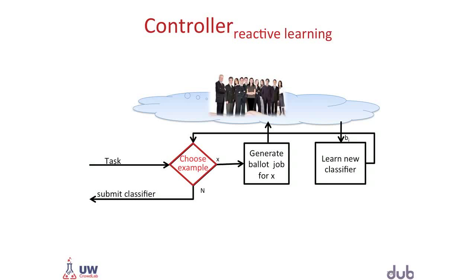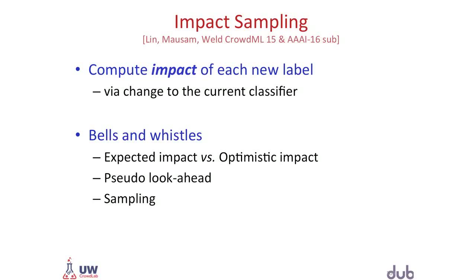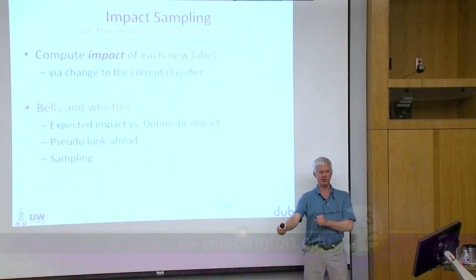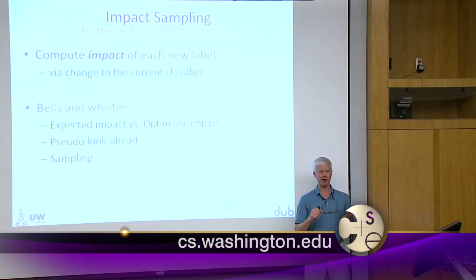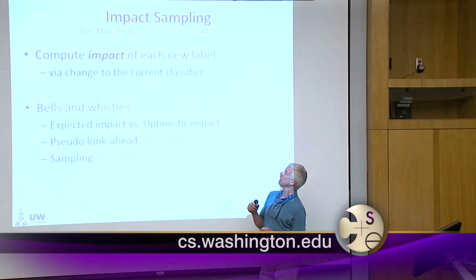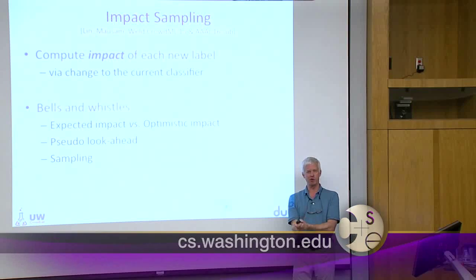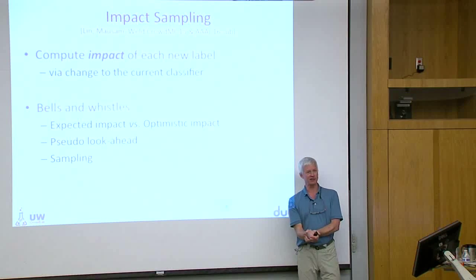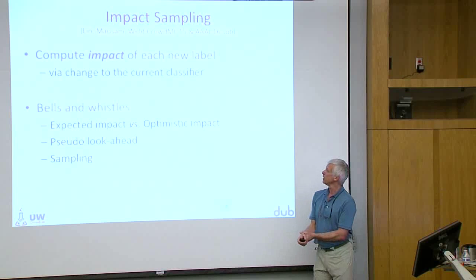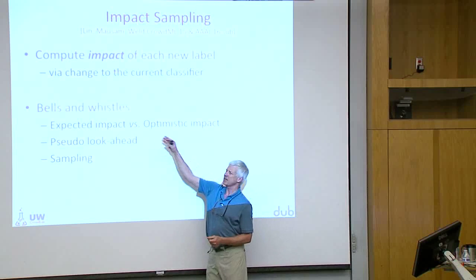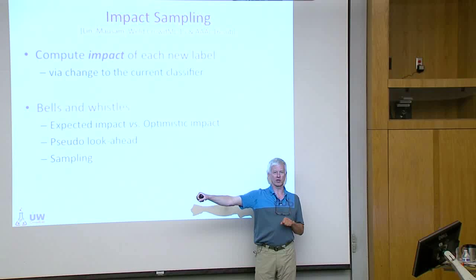What Chris came up with is kind of a cool strategy called impact sampling, which intuitively says, if I was to label this point, what's the expected change that label might make to my classifier? And then it's going to choose to label the point which has the highest impact. That's a myopic strategy. It's only doing one step look ahead.